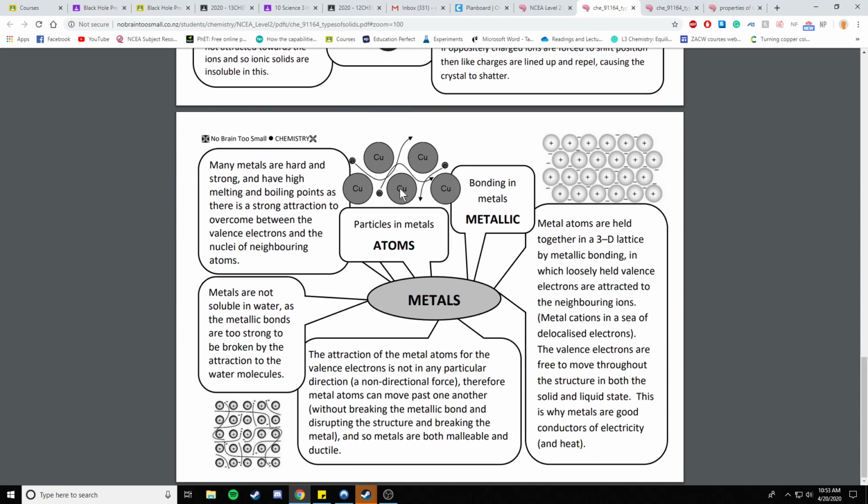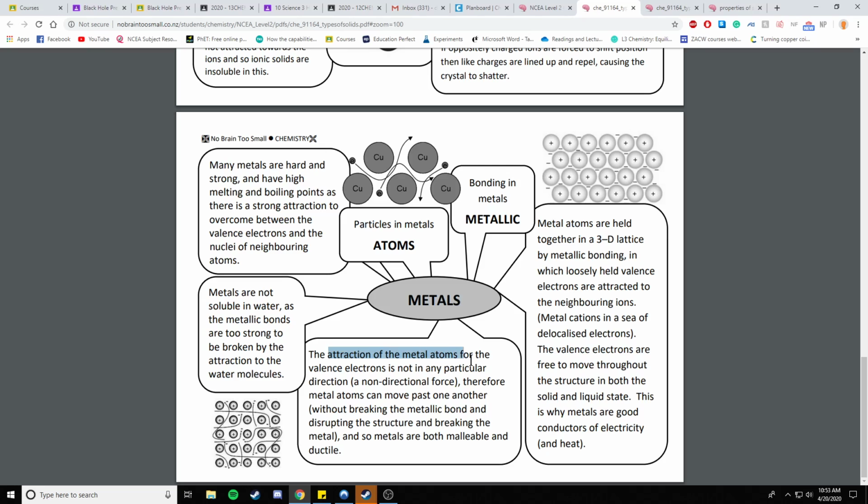Okay, next we looked at metallic bonding. Metals, they look like this. You've got your metal cations with electrons flowing in between like a sea. So they're atoms, or you could say metal cations. The bonding in metallic is metallic bonding, or attraction to the delocalized sea of electrons. Many metals are hard and strong. They have high melting and boiling points, as there's a strong attraction to overcome between the valence electrons and the nuclei of neighboring atoms, or from the metal cations to the sea of valence electrons.